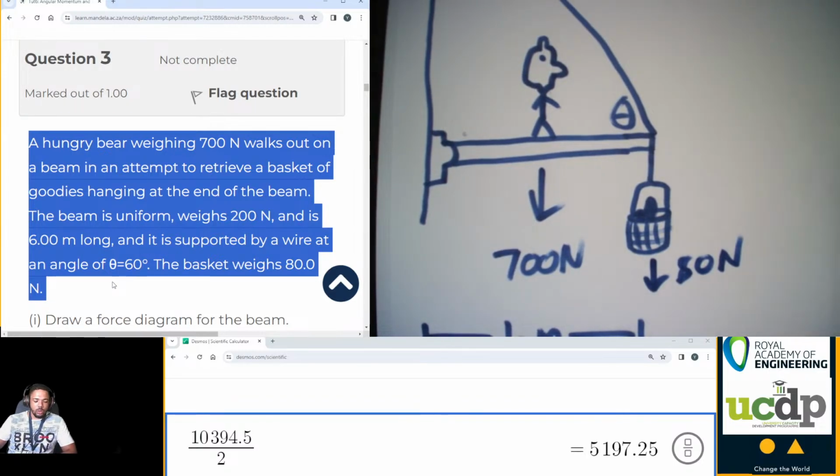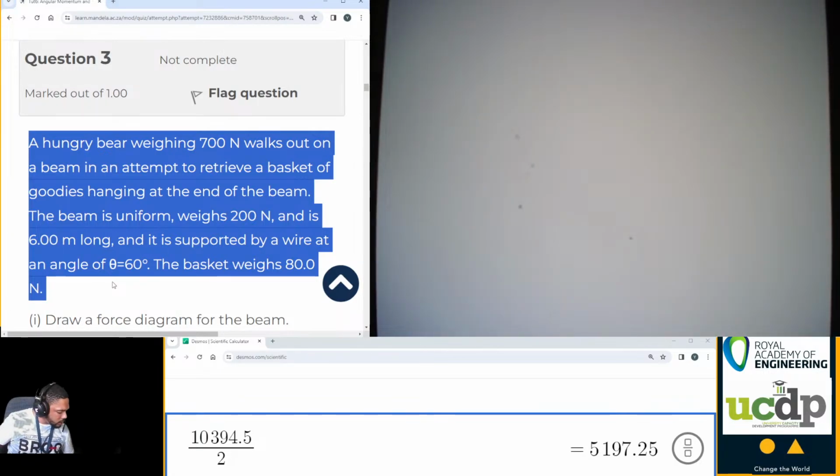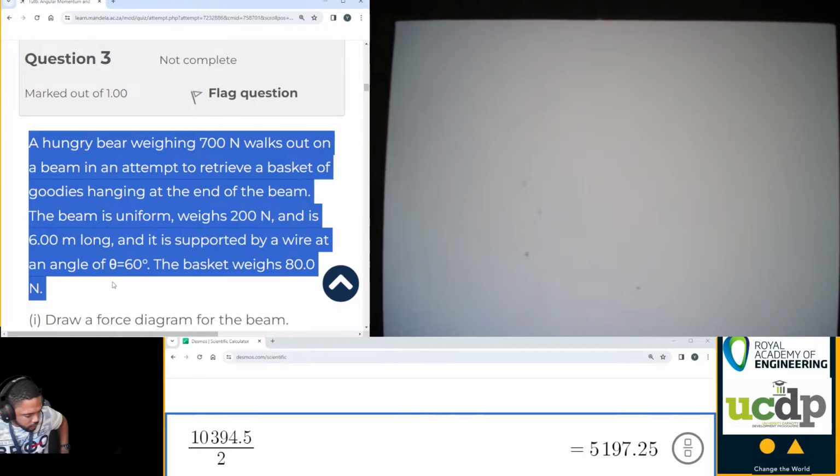Now they're telling us to draw a force diagram for the beam. So this is basically what's happening. Now let's draw question A: draw a force diagram for this beam. Now there are a lot of forces. I need a new page.